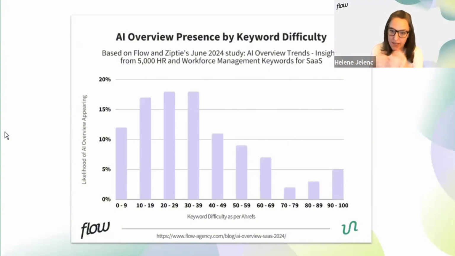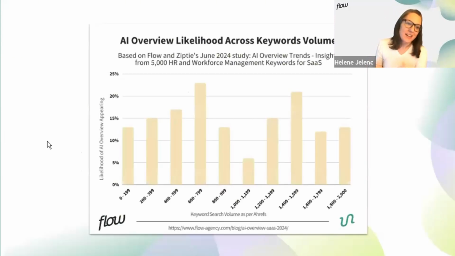Definitely just an interesting bit there when we're looking at keywords and thinking, if it has less difficulty or if it has less volume, if it has more words in it, is that going to change or affect how AI overview appears? And as we're seeing, the story is not really that strong against a lot of these metrics.